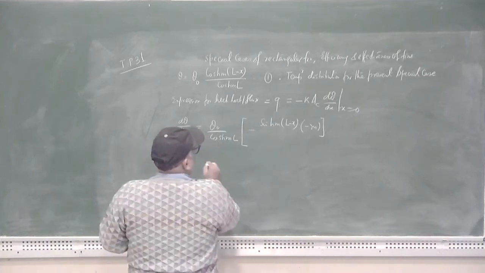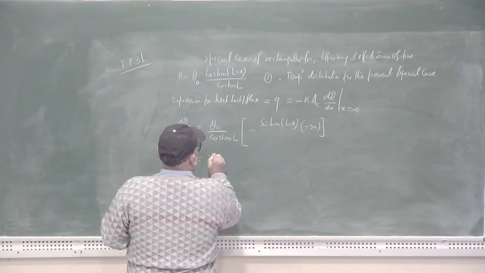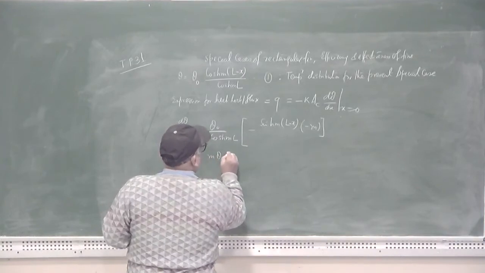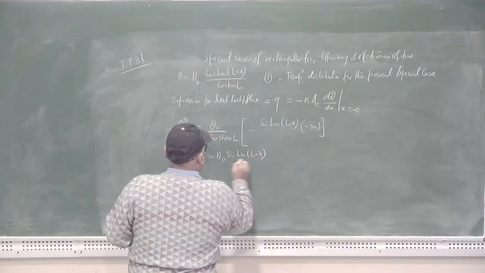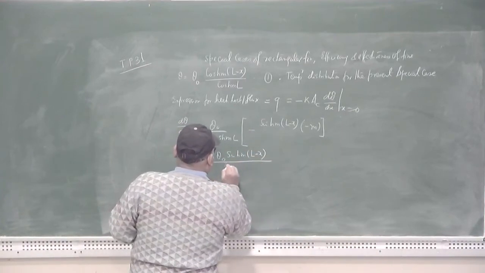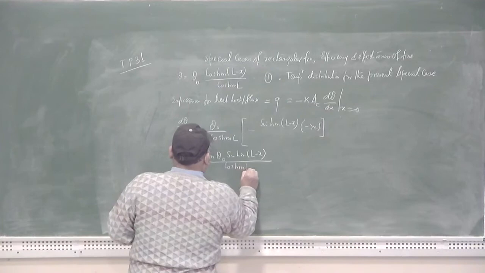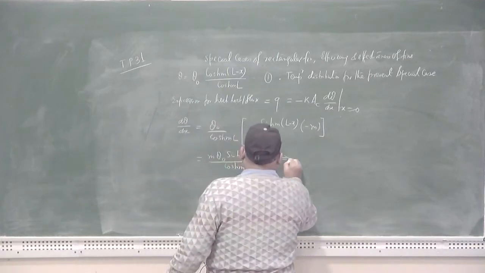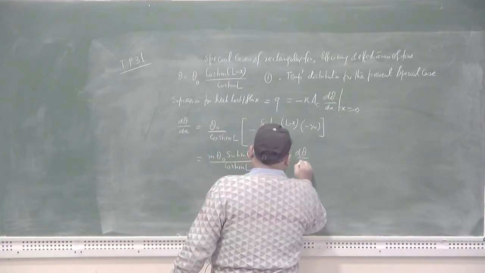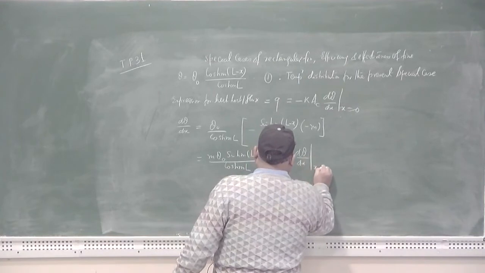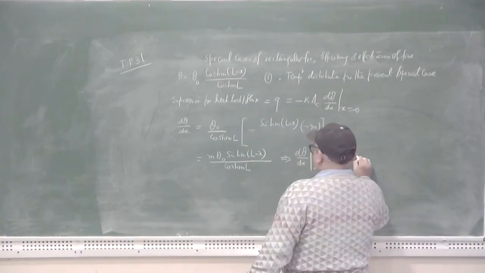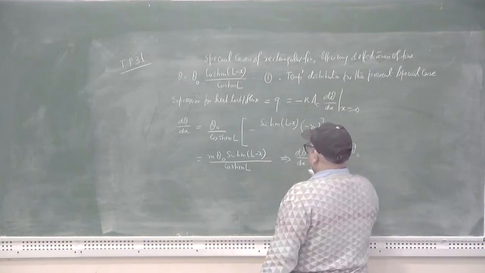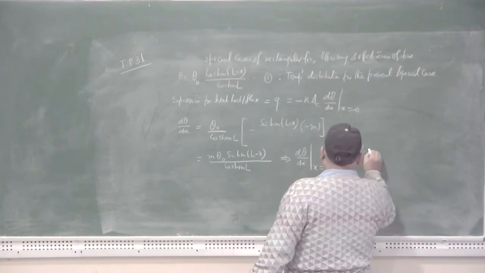That is equal to m theta 0 sin hyperbolic mL minus x divided by cos hyperbolic mL. So, the value of d theta by dx at x equal to 0 is equal to m theta 0, and this will be tan hyperbolic mL.